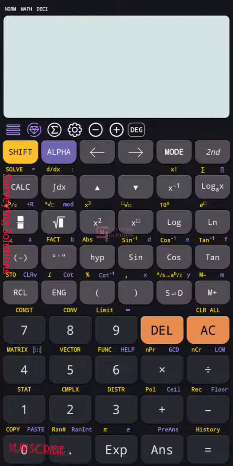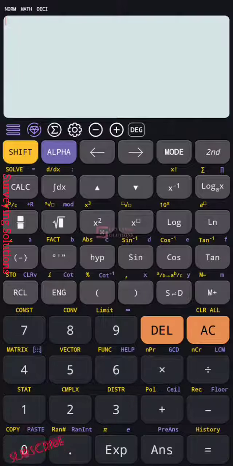How have you been? We are going to look at something very interesting. We are going to look at some tricks and tips on how you can use your Casio FX991ES Plus calculator. The link to downloading the application will be in the description section of this video. This application is just like an emulator, but it has more functions and it's more efficient.